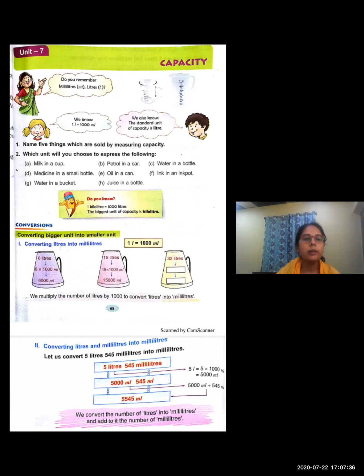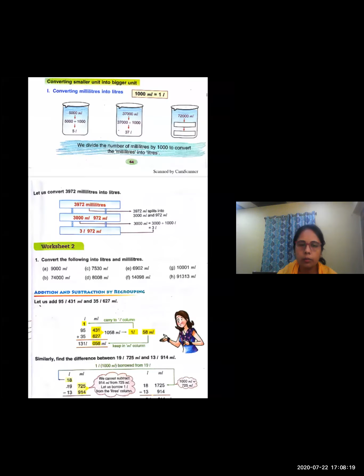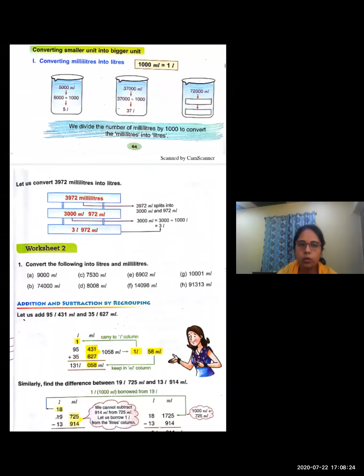Now we will learn converting smaller unit into bigger unit. How will we do this? Now see here, when we have to convert milliliter into liters, what will we do? We know 1000 milliliter is equal to 1 liter. So 5000 milliliter, when divided by 1000, we use the opposite operation of multiplication, that is division. We divide it by 1000 and we get here 5 liter.